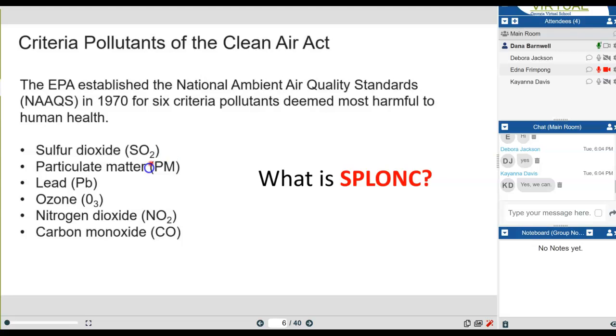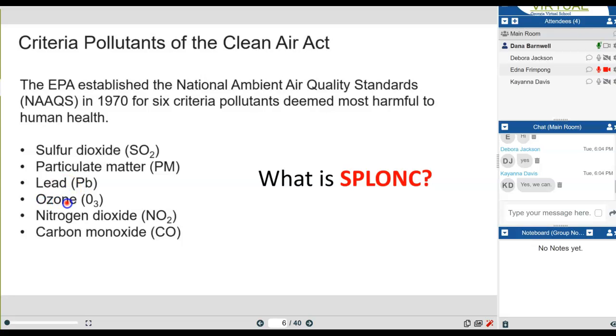Particulate matter, typically abbreviated as PM, is also going to be part of what you'll be studying when you do your air quality lab this semester. Lead, again, you might not think about lead in the atmosphere. You may not think about lead as being a primary pollutant for air quality, but it is, and it's the L in Splunk, but you should know that the symbol for lead is Pb.